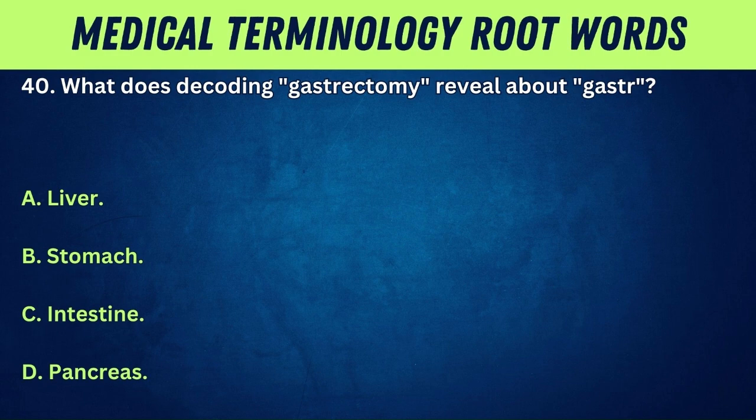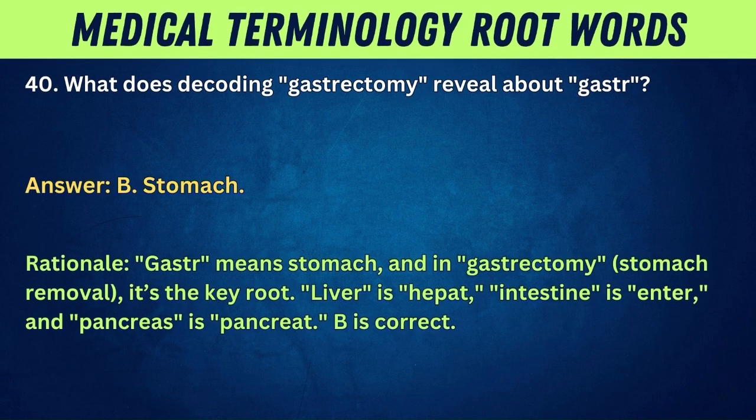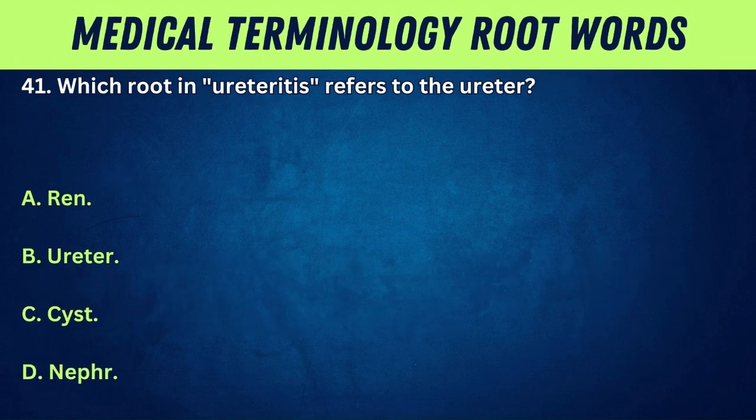40. What does decoding gastrectomy reveal about gastr? A. Liver. B. Stomach. C. Intestine. D. Pancreas. Answer: B. Stomach. Rationale: gastr means stomach, and in gastrectomy, stomach removal, it's the key root. Liver is hepat, intestine is enter, and pancreas is pancreat. B is correct.